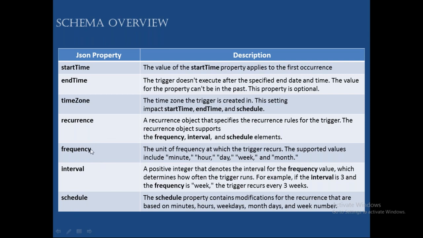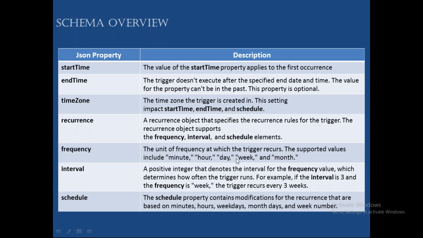What is frequency? Frequency is the unit of frequency at which the trigger reoccurs. The supported values include minute, hour, day, week, and month. You understood? So it is not going to support only minutes and hours. It is also going to support day, week, and month. It is going to support all these five frequency types.